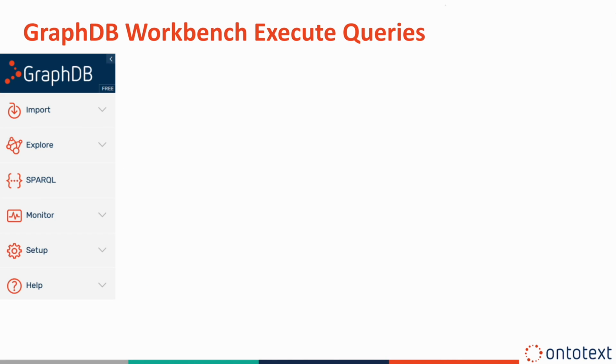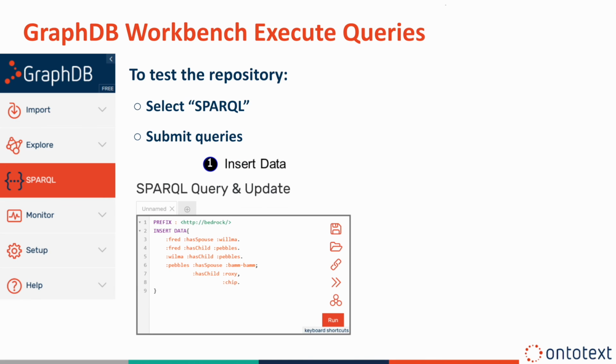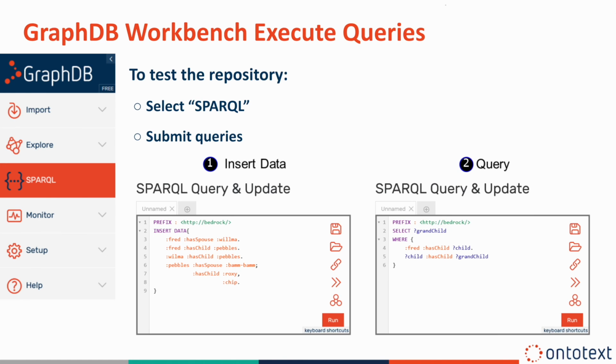Finally, for the last step, we want to test the repository. To perform the test, first select SPARQL from the menu on the left of the screen. Next, we can use the query editor to write and execute SPARQL queries. In our example shown on the bottom left, we wrote a query to insert data about the Flintstones. And we also want to test the repository by writing a query that selects information. An example is shown on the bottom right, where we wrote a query to list Fred Flintstone's grandchildren. When our executed queries return the expected and correct results, we know that our GraphDB installation is successful.